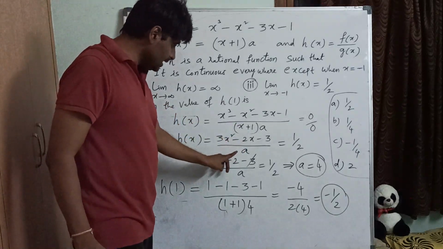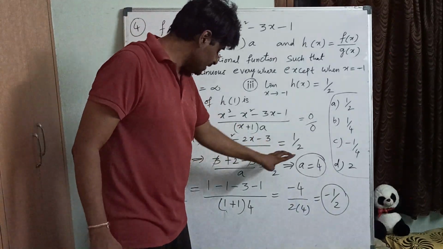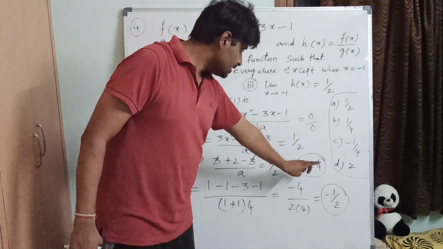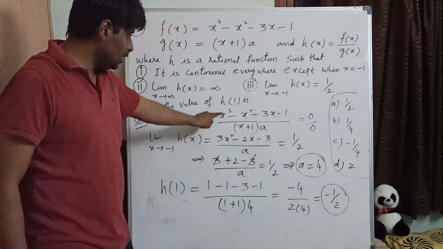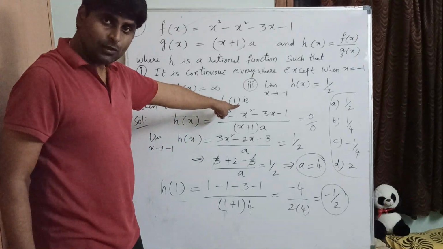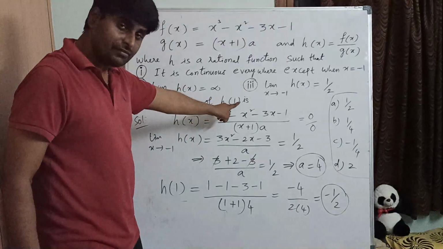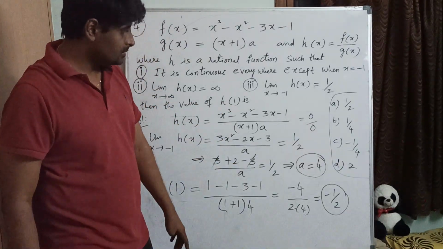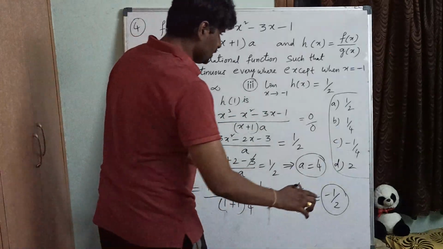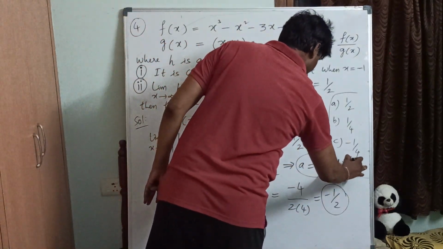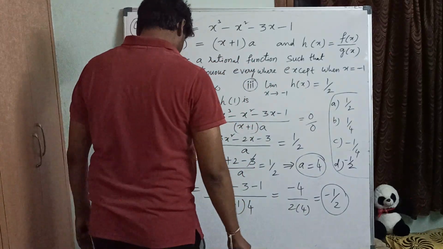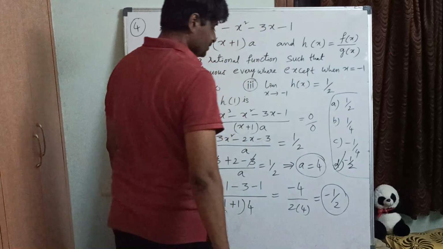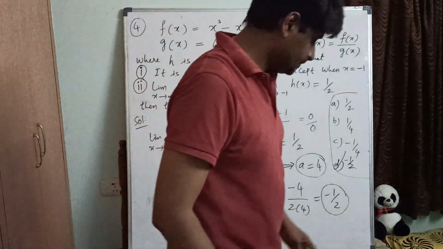Take the derivative of the numerator and denominator separately and equate it to this one. Now substitute the limit -1, then we'll get the value of a. Substitute the value of a back in this, along with x as 1, because we are finding h of 1. That's it. So this is the required answer. Here the option was not given; this is -1/2. So option D is correct, right? Make a note of that.